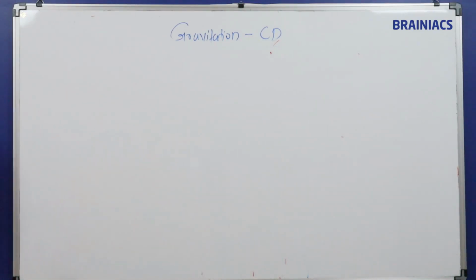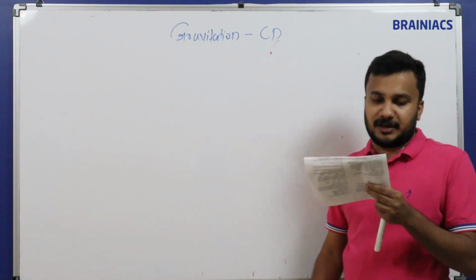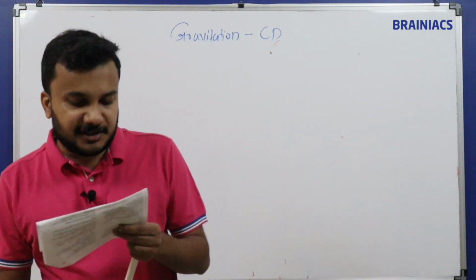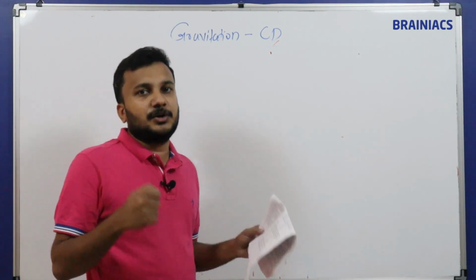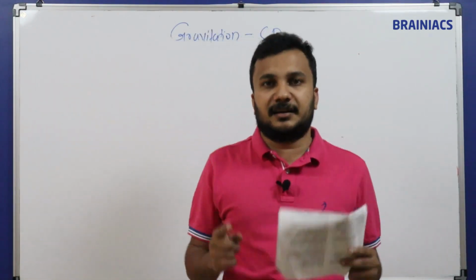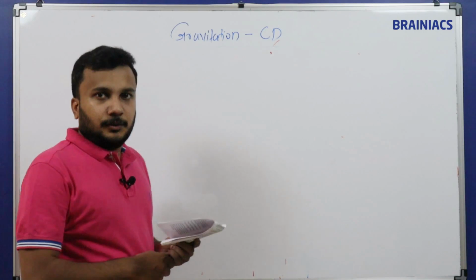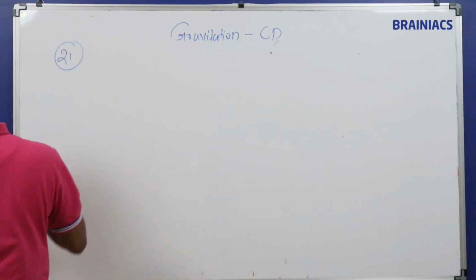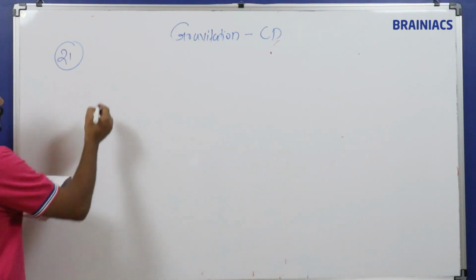Two satellites of masses 1000 kilogram and 1500 kilogram revolve around the earth in circular orbits of radius 4r and 9r respectively, where r is the radius of earth. The orbital speed of the two satellites will be in the ratio. We need to find out the orbital speed of the satellites. So we'll answer question number 21. Two masses are given, and we need to find the orbital speed.